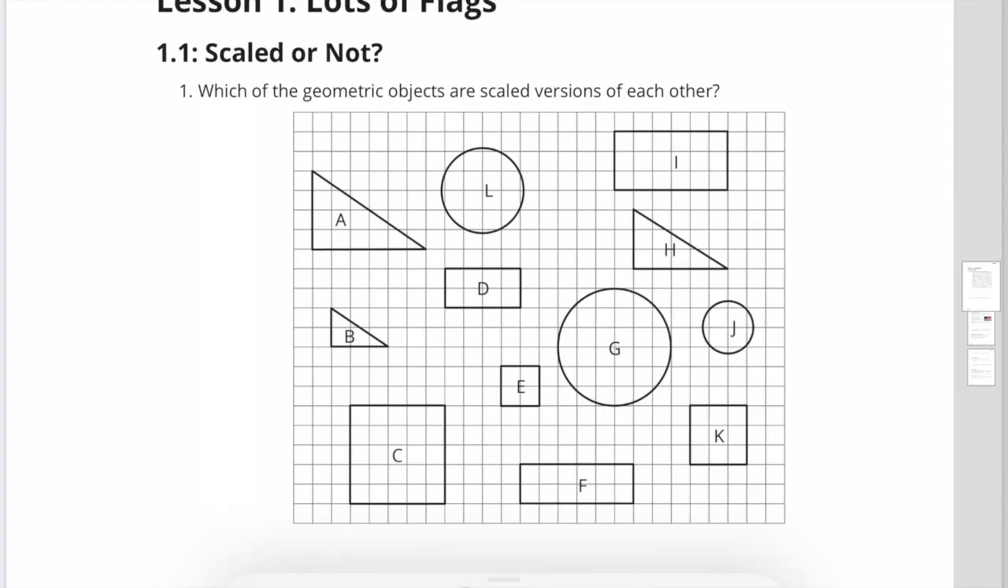Math! Okay, to start lesson 1 out, we are determining which of the geometric objects are scaled versions of each other. So take a minute to look at each of the objects and determine which ones could be scaled copies of one another.